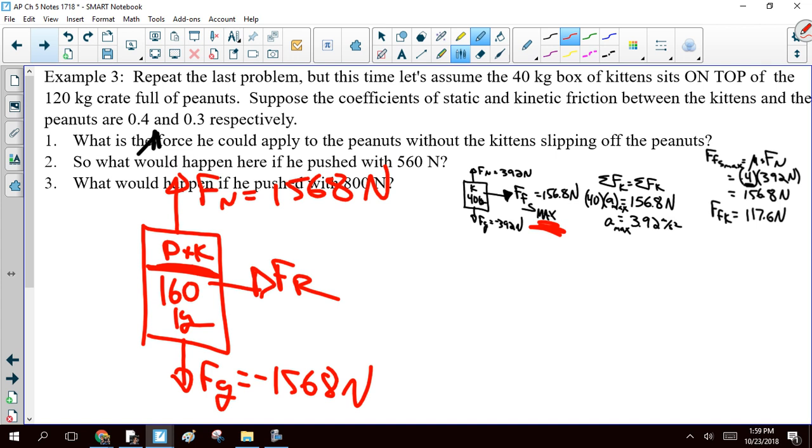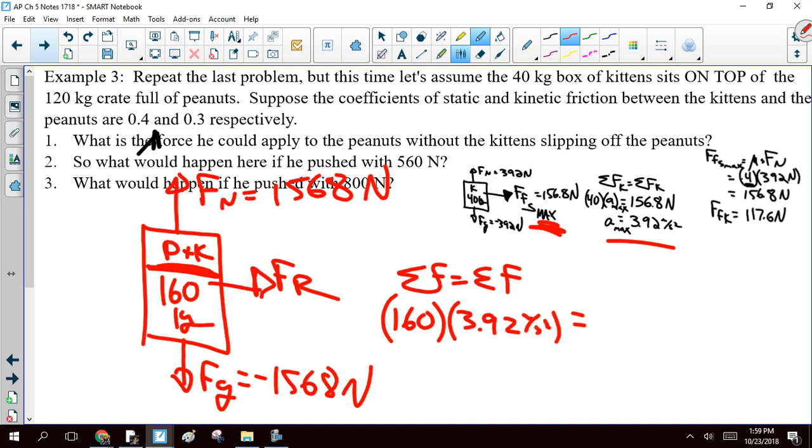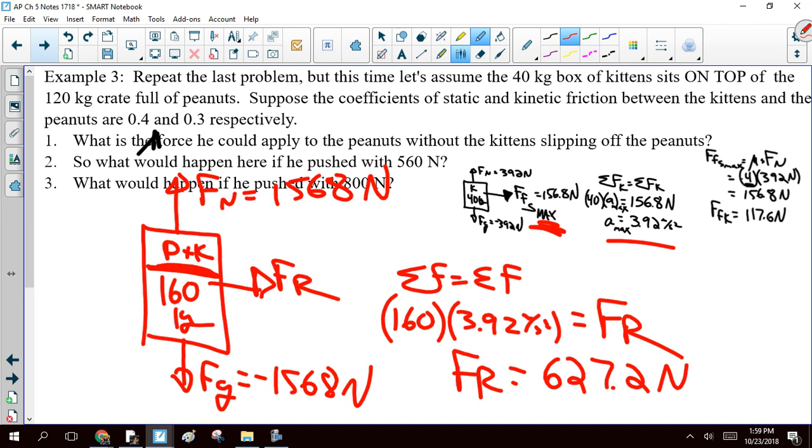And so we want to find out, what does Roy's force have to be to get this acceleration? So it's just net force equals net force. The mass of the system times the maximum acceleration is equal to my net force, which is just Roy's force, right? So solve it, and Roy's force is whatever 160 times 3.92 is. It does end up happening to be 627.2 newtons. Okay? So that's what's going on with the system as a whole.